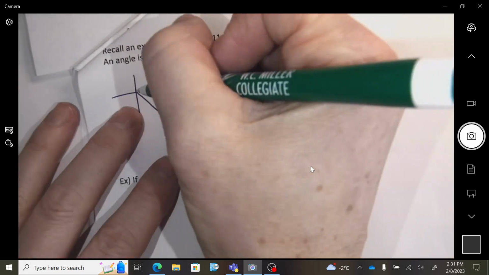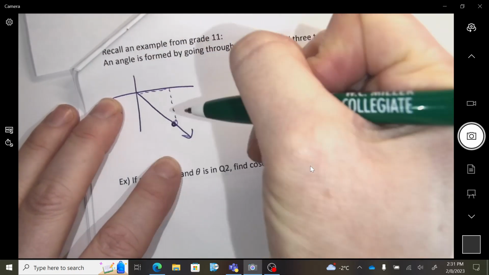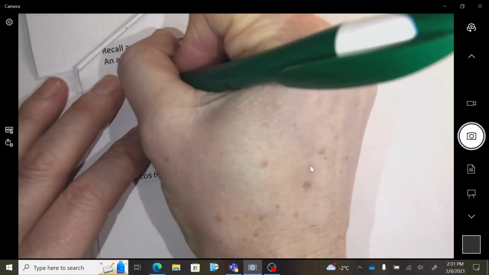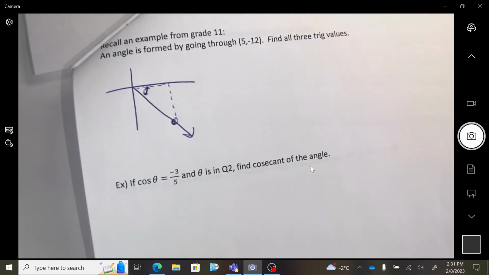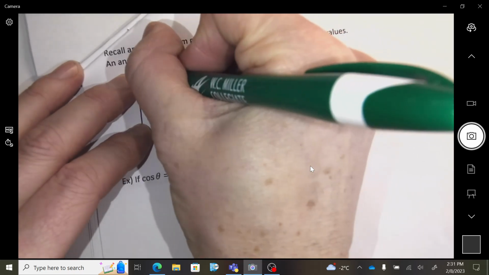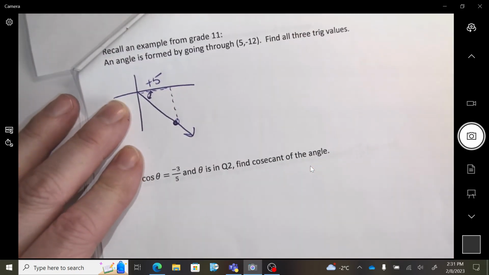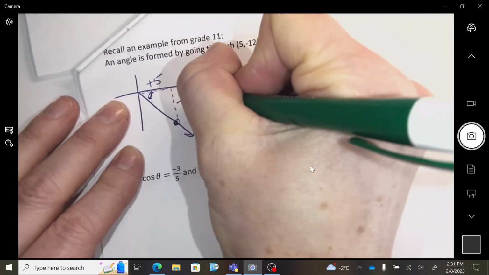Okay, create a triangle that attaches yourself to the x-axis, not the y-axis. Make sure your triangle doesn't look like that. Okay. I'm going to put this side as a +5. This side I'm going to label with a -12.